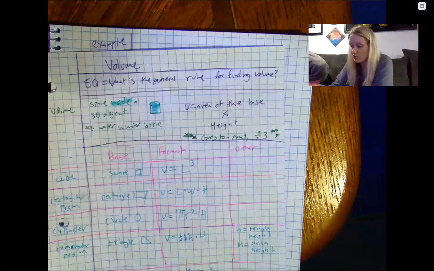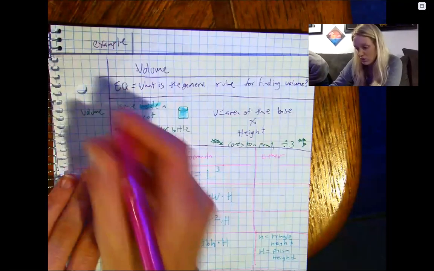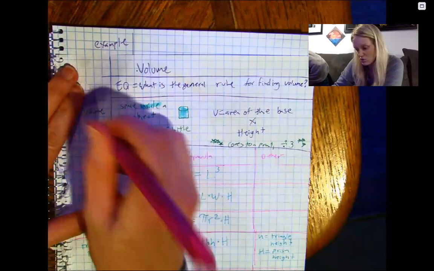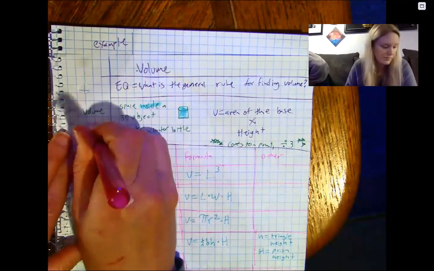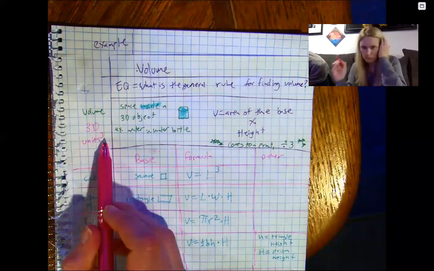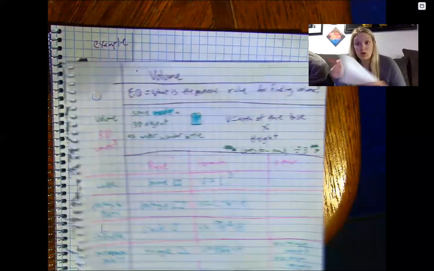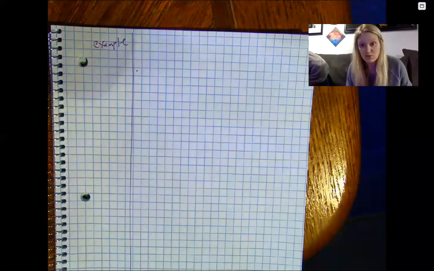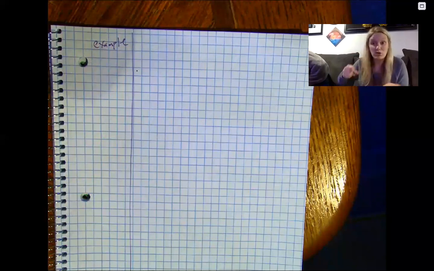In our notes for volume, remember, we're dealing with 3 dimensions now, so we always need to use units to the third. Volume is units to the third, units cubed. Let's make sure we have that. I was really good about that with area, every time you said units squared for area, but volume is units cubed because you're dealing with 3 dimensions: length, width, height. So let's do a cube.